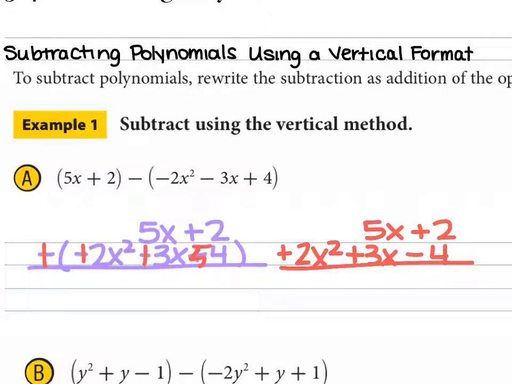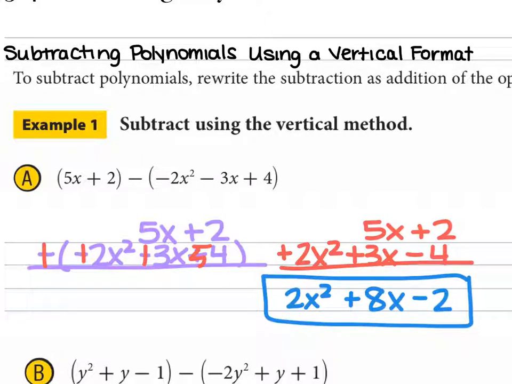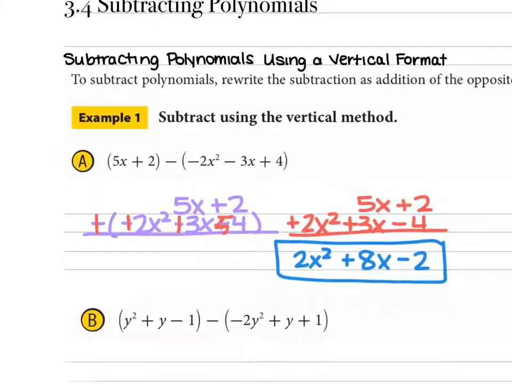So we can go ahead and combine our like terms here. That 2x squared drops down. The 5x plus 3x is 8x, and that 2 minus 4 is negative 2. So 2x squared plus 8x minus 2.